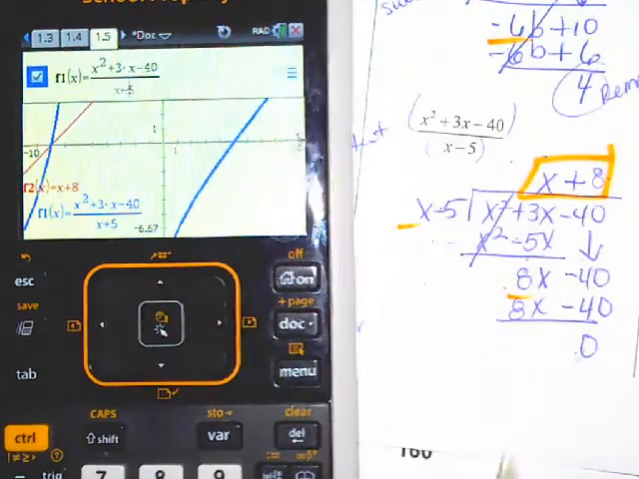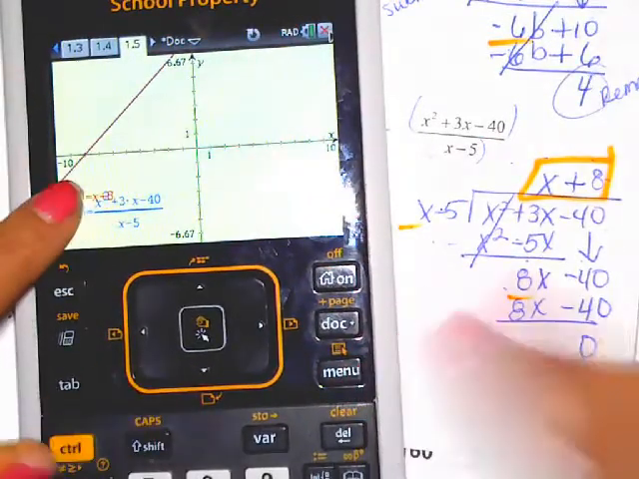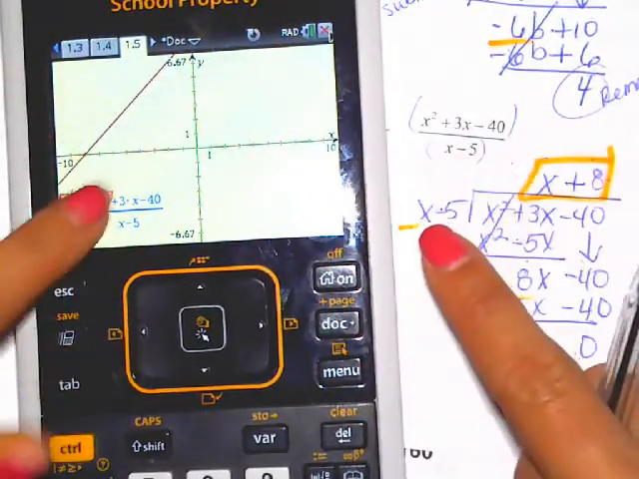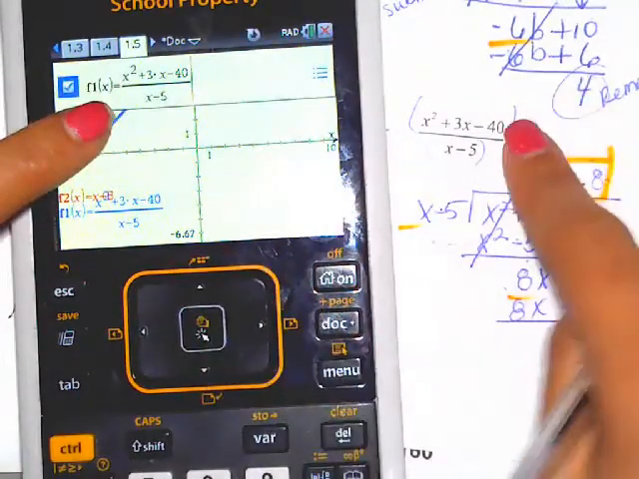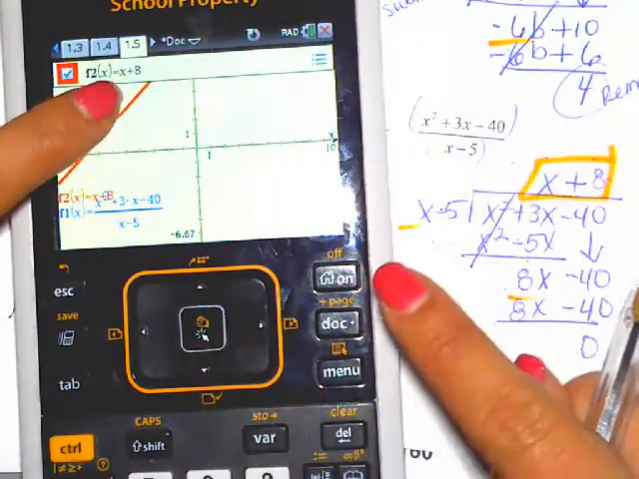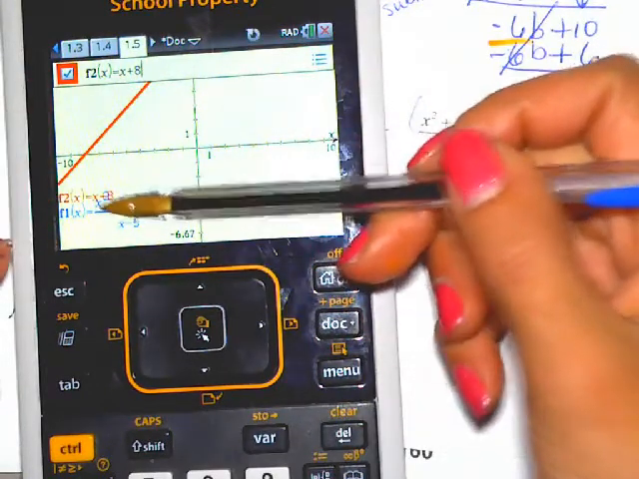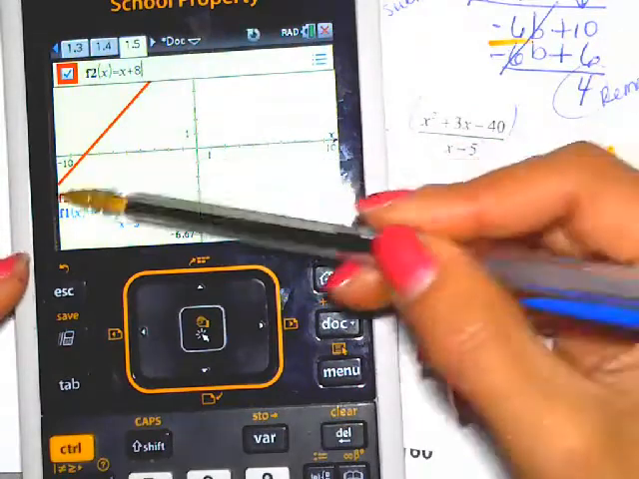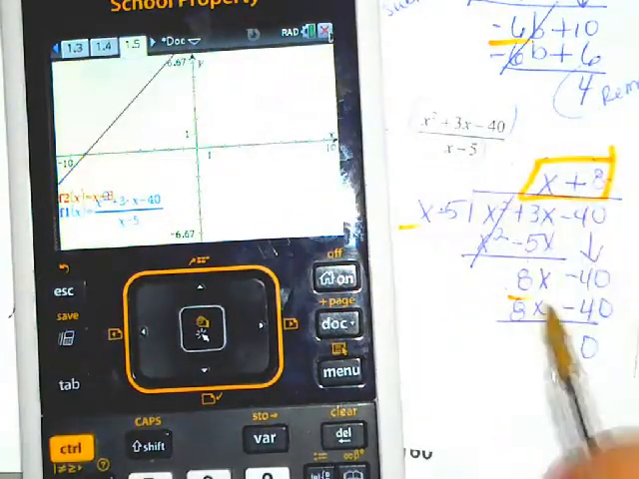Minus 5. Enter. Okay, when you graph the problem and you graph the answer, they should graph right on top of each other. So I graph the problem, then I graph my answer, and then they graph right on top of each other. See how the equations are right on top of each other? The red graphed on top of the blue. So that's how I know that it is the right answer.